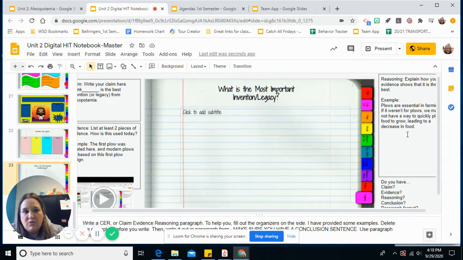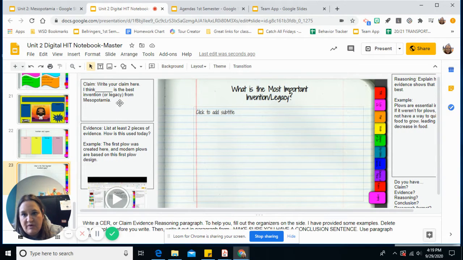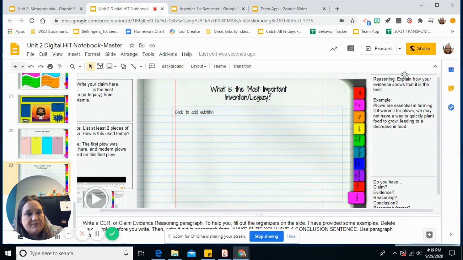These are organizers to help you. Watch this video, though. It tells you how to use the organizers to help you write this paragraph. I am going to make sure that you have the CER, claim, evidence, reasoning kind of response. So you're making your claim. You are going to list evidence, at least 2 pieces of evidence, and I give you help with this in the video. And you are going to use your evidence to explain how this shows that it's the best invention.